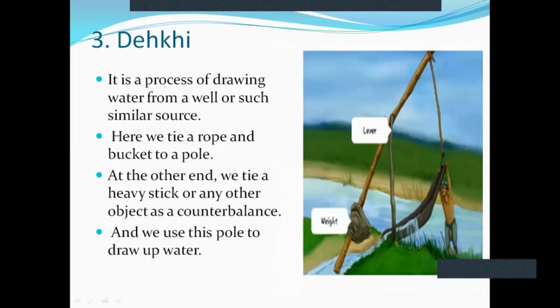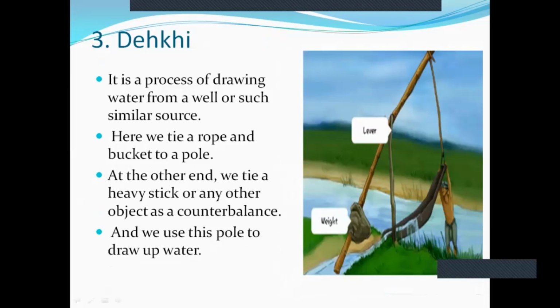Then the third is Dickie. Dickie is a process of drawing water from a well or a similar water resource. It can be a lake. You can see the rope is tied at one end and the bucket to a pole. You can see a pole, and to that, what is tied?